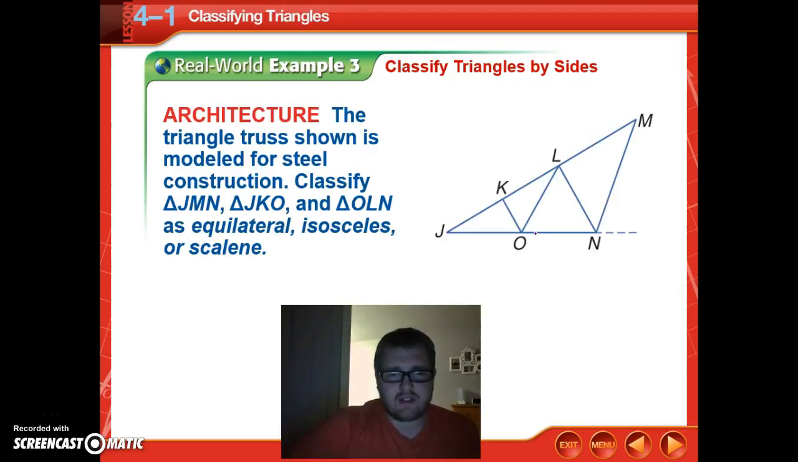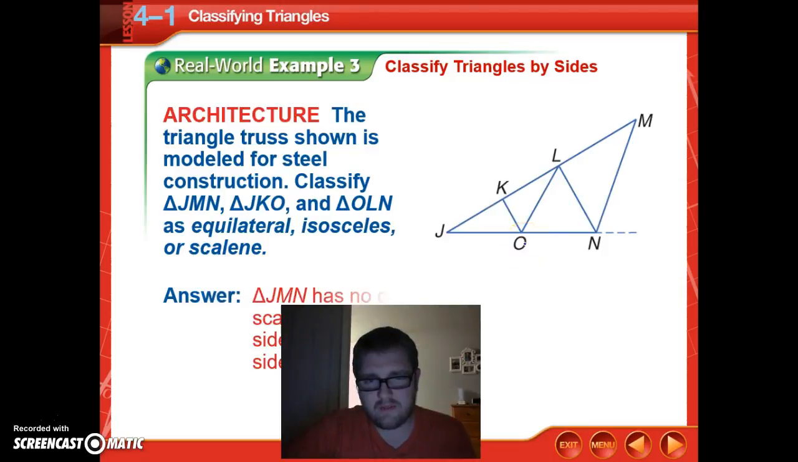So let's classify this triangle by its sides. The truss shown is modeled for steel construction. Classify JMN, JKO, and OLN as equilateral, isosceles, or scalene. So JMN doesn't really look like it has any congruent sides, so we're going to call JMN scalene.